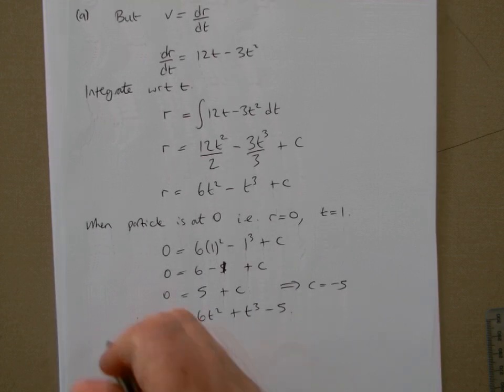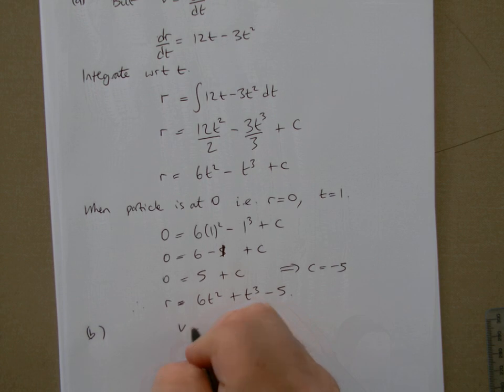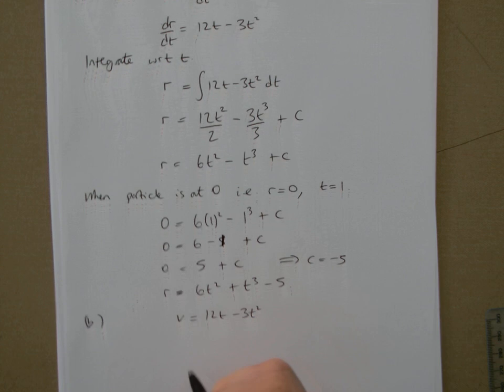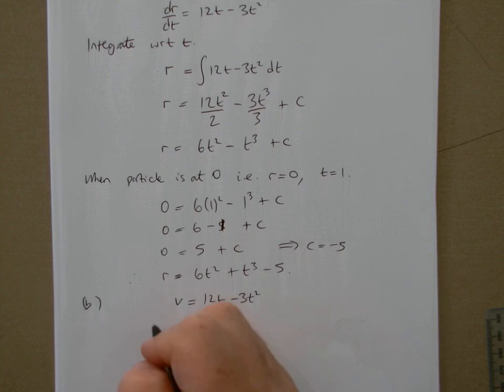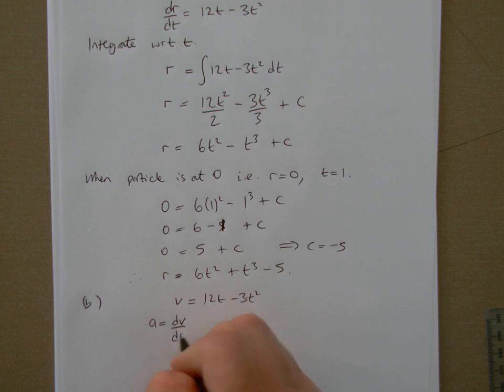Part B then says find an expression for the acceleration at time t. Well, if we know the velocity is 12t minus 3t squared, to get the acceleration, remember, acceleration simply measures the rate at which velocity is changing. So it's looking at how speed changes. The faster speed changes, the greater the acceleration. So that will be looking at the rate of change of v, so that's dv by dt.